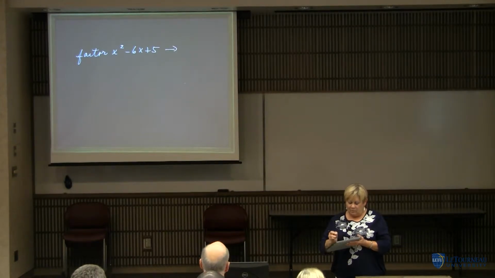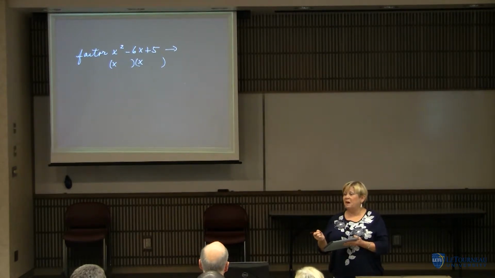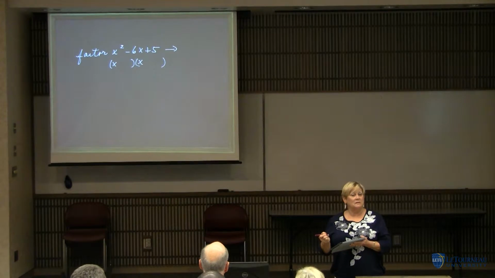All right, so remember what we do. We set up 2 sets of parentheses, and we look at x squared, and we say, nice, that'll factor into x and x. Now, we need 2 numbers that when we multiply them together, we get 5. When we add them, we get negative 6. Oh ho, minus 5, minus 1.